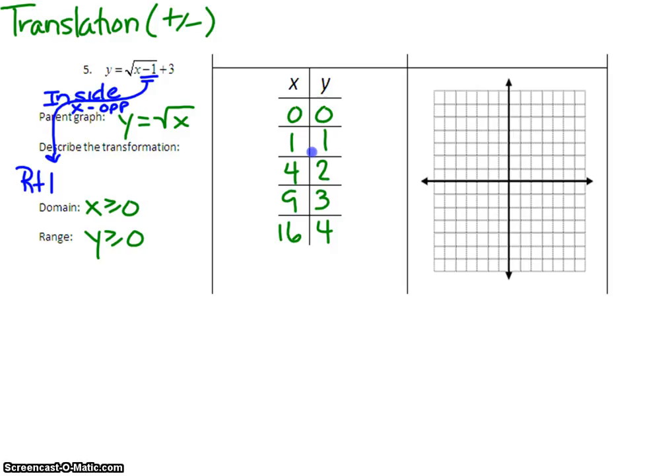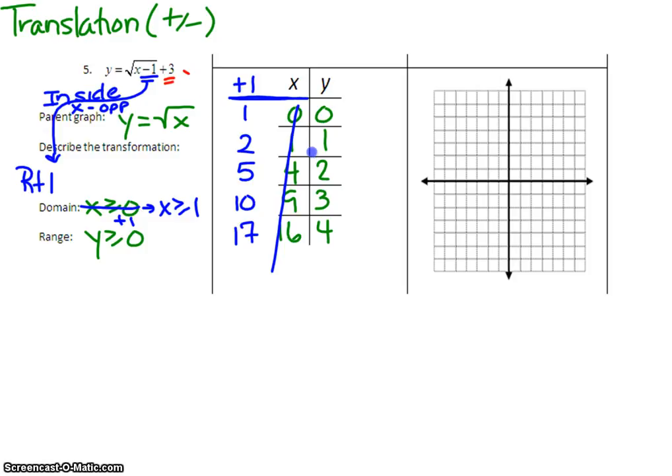Okay. How that changes again my table is, since it's inside, since it changes my x, again, we do the opposite. So I'm going to add 1 to every one of my x values. And like I mentioned, cross off the ones that we aren't going to use anymore. Also do that to your domain, because that's what talks about your x's. So my new domain is x's are greater than or equal to 1.